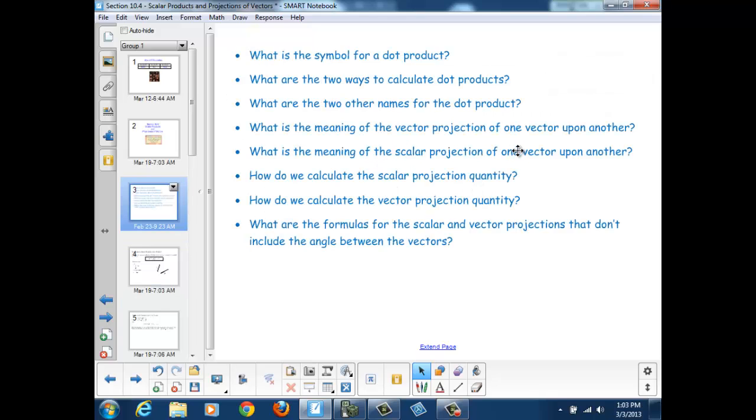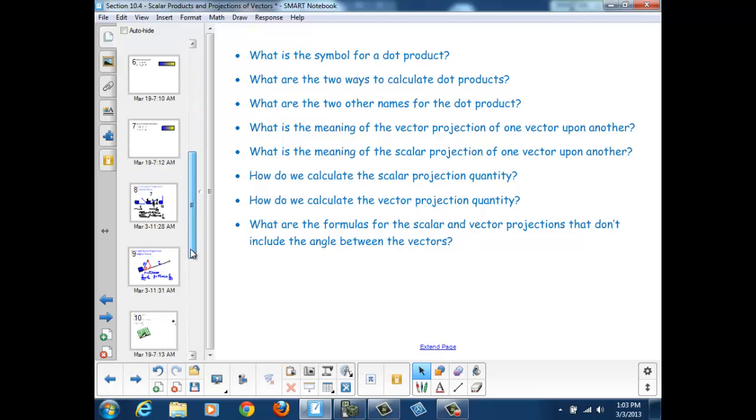What is the meaning of the vector projection of one vector upon another? Well, that's what I call the helpful force. It's the amount of the first vector that is pointing in the same direction as the second vector. What is the meaning of the scalar projection of one vector upon another? Well, that's simply the magnitude of that force that's pointing in the right direction. It's a single number and it's only the magnitude. How do we calculate the scalar projection quantity?